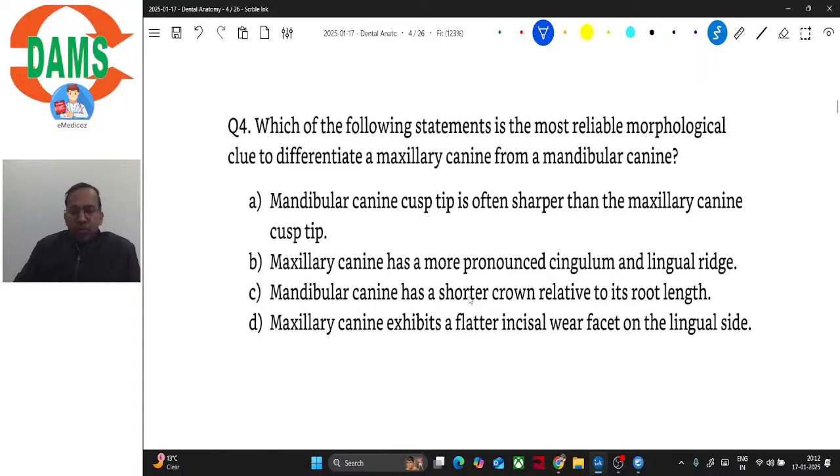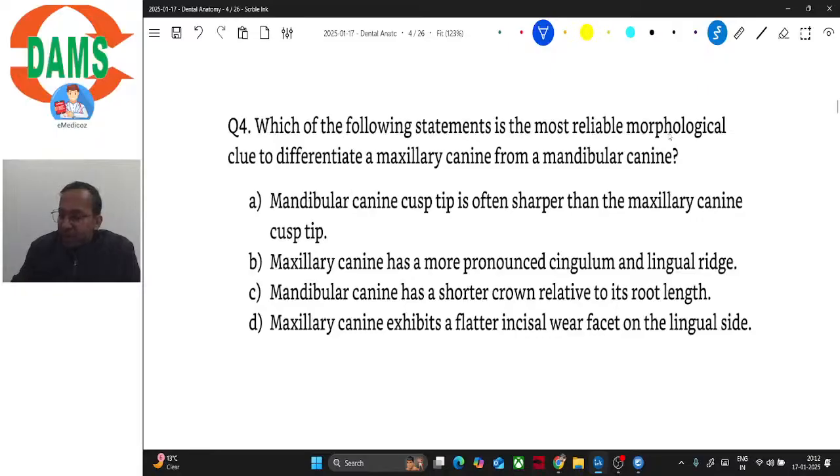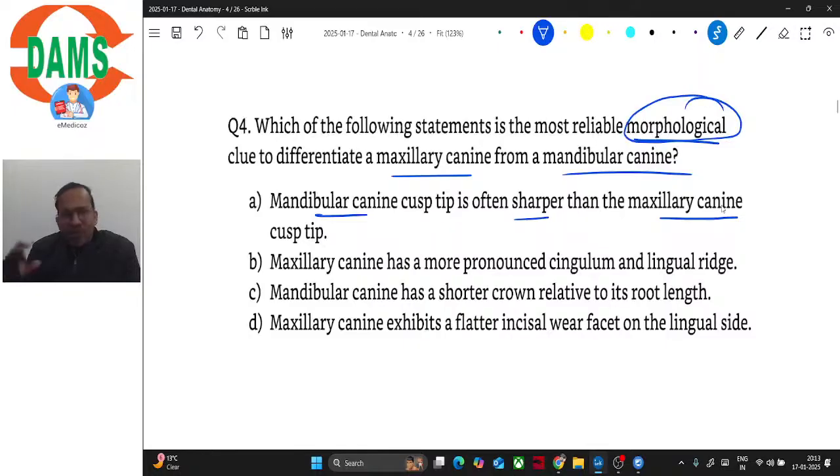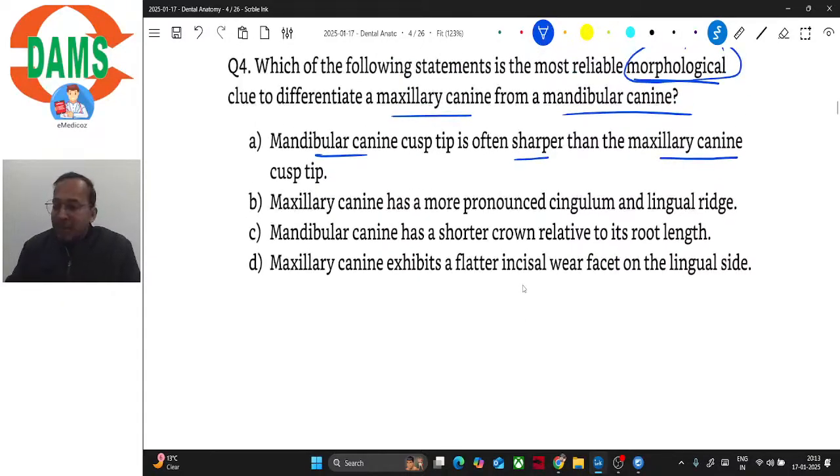Which of the following statements is the most reliable morphological clue to differentiate a maxillary canine from a mandibular canine? Now, what is the key word in this question? That we have to go for a morphological clue, right? Morphological means shape, in the maxillary canine and the mandibular canine. Option A says that the mandibular canine cusp tip is often sharper than the maxillary canine cusp tip. Have we studied that the mandibular canine is sharper than the maxillary canine? Yes, we have, but in the primary dentition.